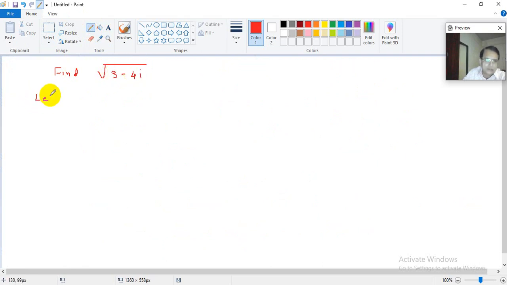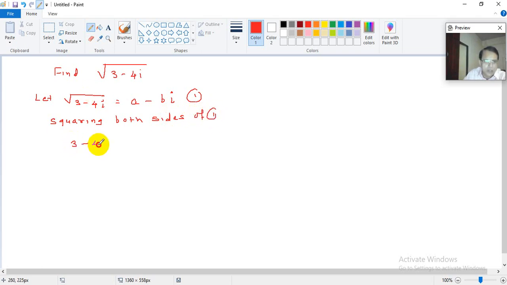So we should say let root of 3 minus 4i is equal to a minus bi, because here we have taken the minus sign. Now squaring both sides. Let us call this 1. Squaring both sides of 1, the square of this is 3 minus 4i, and the square of this we do, a minus bi whole squared. So that means, this implies 3 minus 4i is equal to a squared minus b squared.